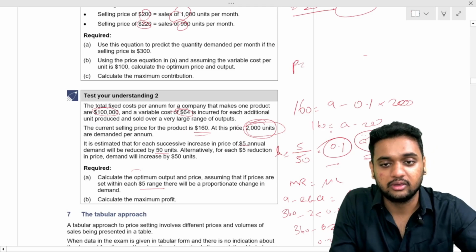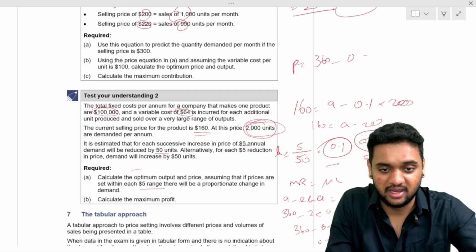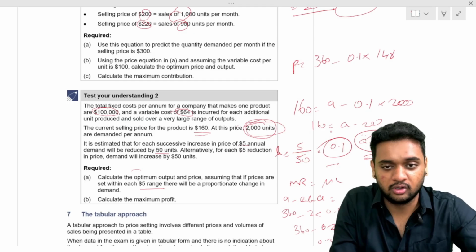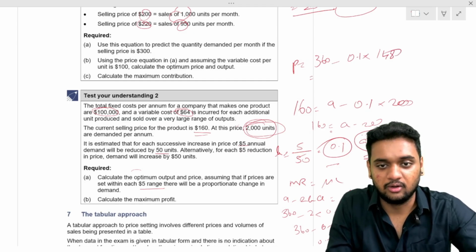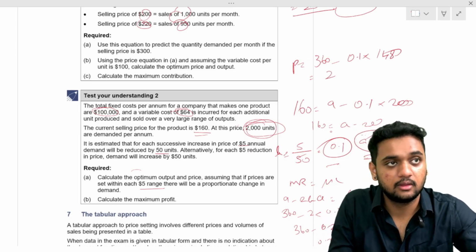P is equal to A. We have A as 360 minus B into Q, which is 1480. What are you getting? P is 212.